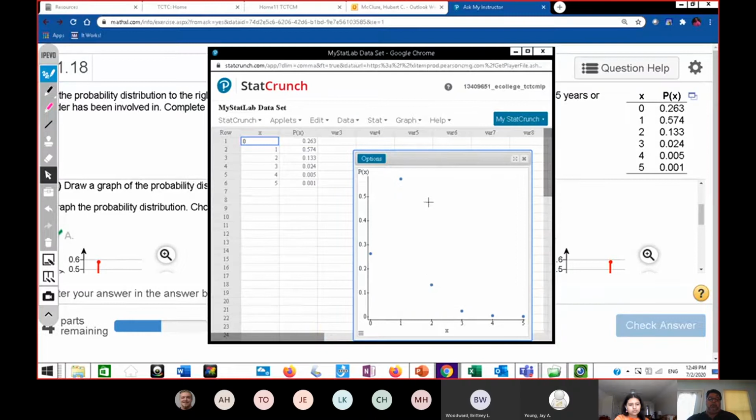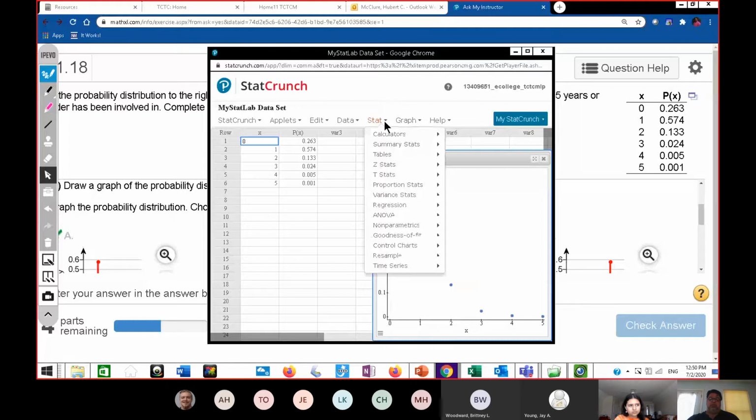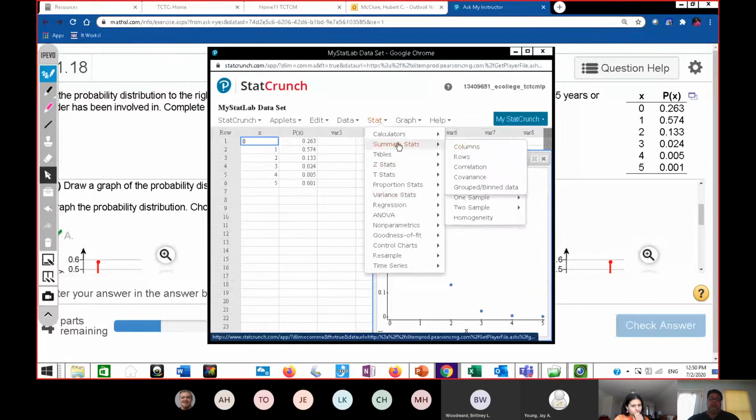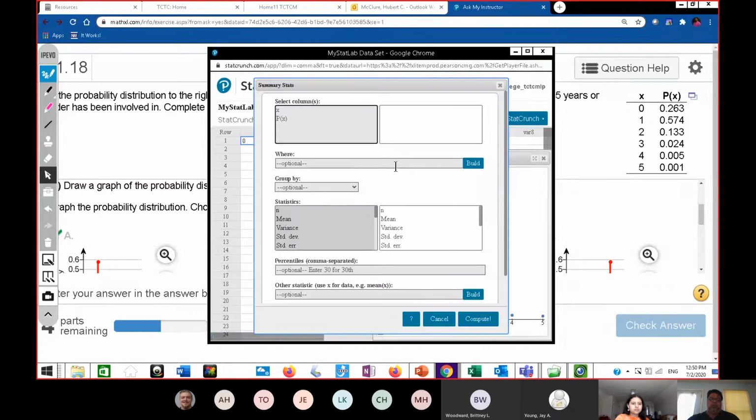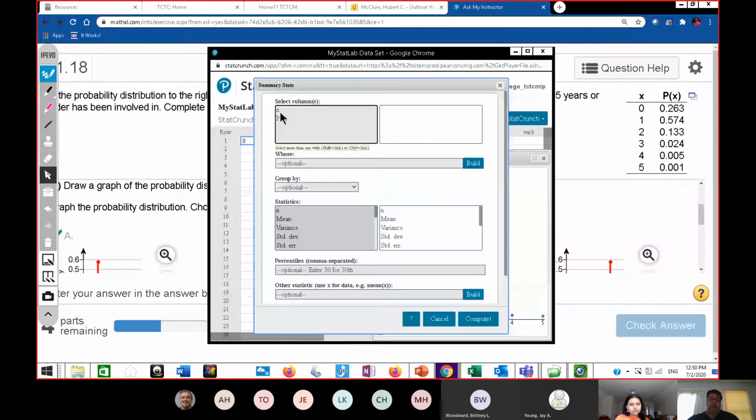Okay, I'm going to hit Stat, and it should be linear or summary statistics, columns. I'm kind of unsure on how. There's the two columns. Maybe I just need to hit compute. You must select at least one value for select columns. Okay, and now compute.